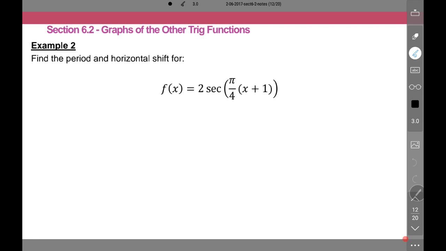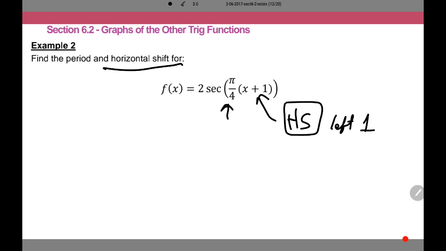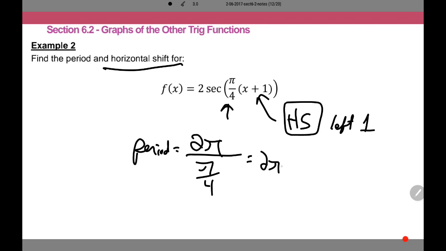Again, this one's already factored out, so when we look for the horizontal shift, it's nice and easy. It's got a horizontal shift of left 1 unit. And this works a lot like cosine because it's secant. So we've got to remember, since it's like cosine, my period is 2 pi divided by pi over 4. So when I do that, I get 2 pi times 4 over pi, which is 8.